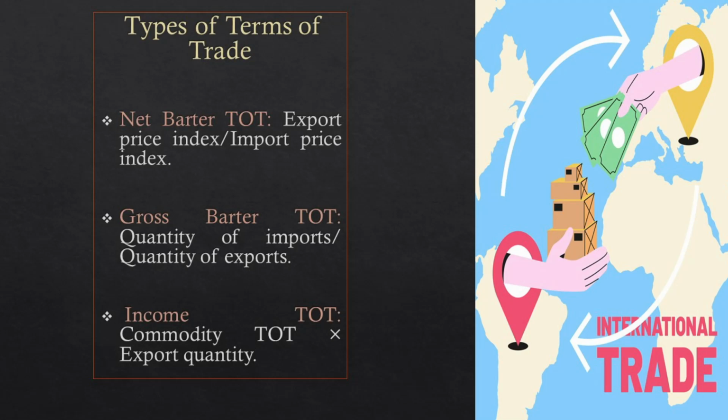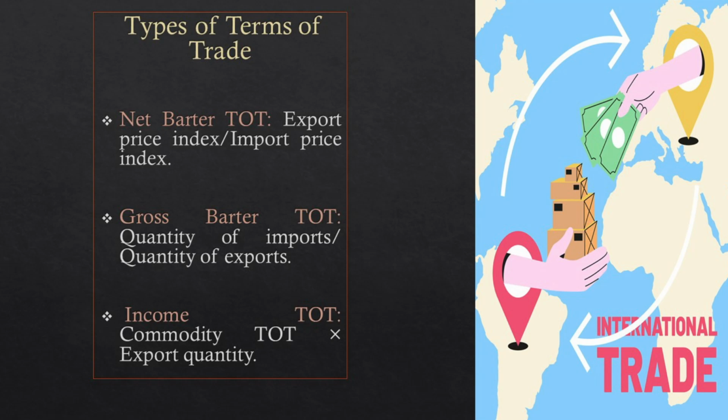Net barter terms of trade. We also call it commodity terms of trade. So what is it? It is defined as the ratio of export prices to import prices. In symbolic terms, net barter terms of trade is equal to price of export divided by price of import.